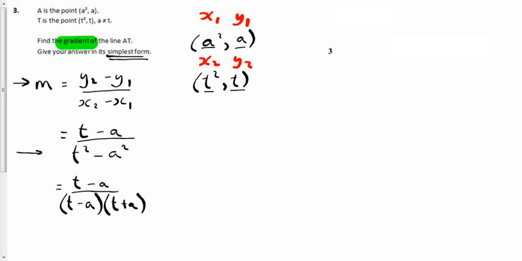All that's left to do is to simplify it. T minus a on the top can cancel out the t minus a on the bottom.